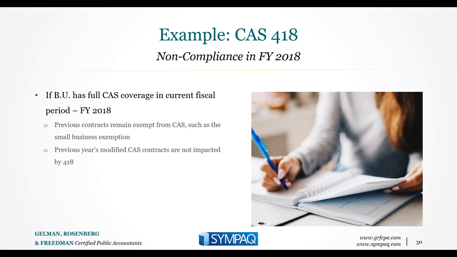So you haven't even started on it, but somehow DCA found a CAS 418 non-compliance. Well, in the prior year, all we had was exempt and modified CAS, and modified CAS only deals with CAS 401, 402, 405, and 406. So it's a non-compliance. And when there's no material impact, DCA usually just puts out a report saying this is a non-compliance of CAS 418, but it's not material in amount, but we're putting you on notice for this.